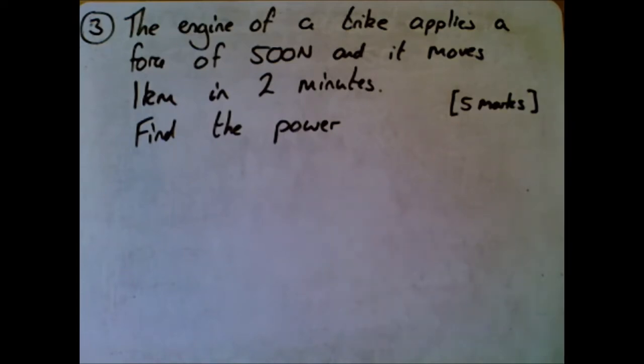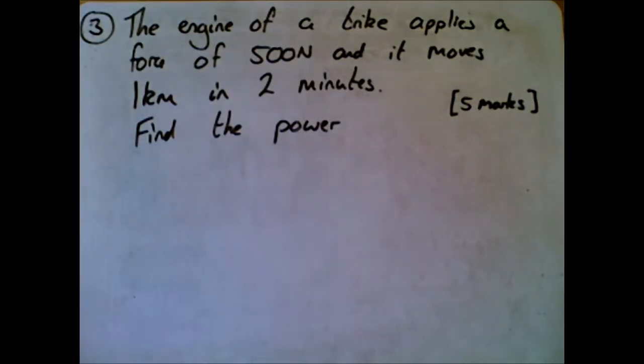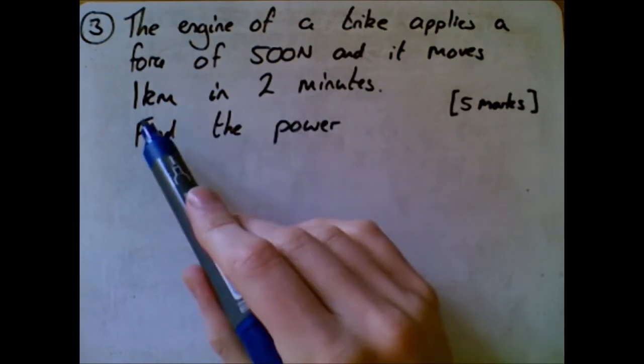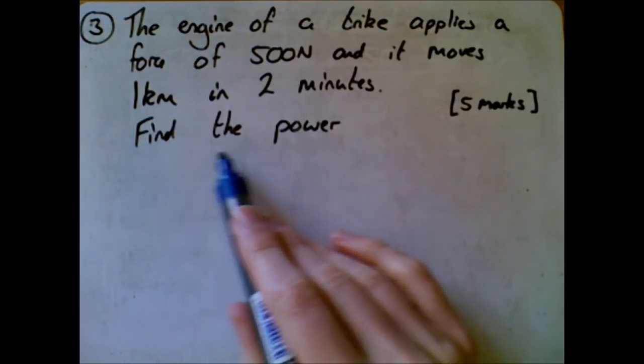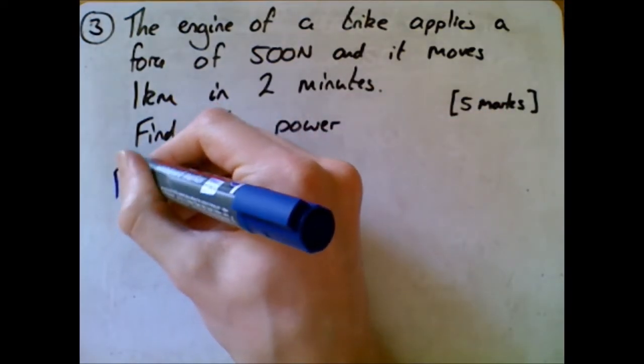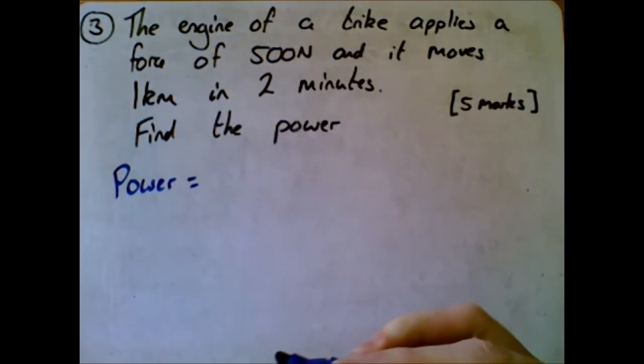So there's the question. The engine of a trike applies a force of 500 newtons and it moves 1 kilometre in 2 minutes. Find the power. So if you ever get a question like this, the first thing is just to look very carefully at what you know. So we know we've got a force there, we know we've got a time, we know we've got a distance. We're looking for the power, so I'm going to start off from there. We're looking for power and we know our formula for power. We've just done that. So power is energy transferred divided by time.